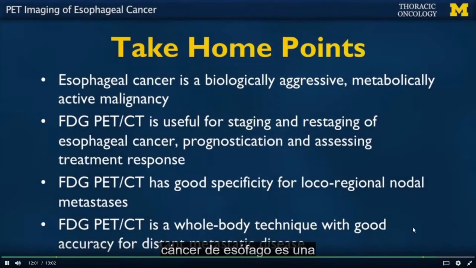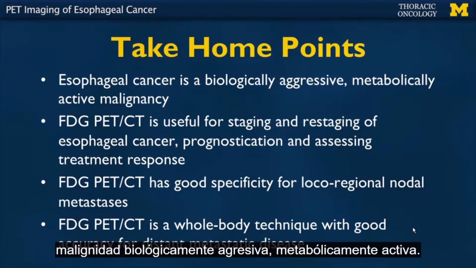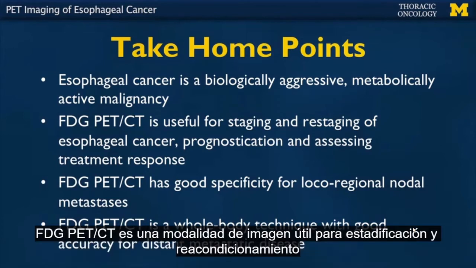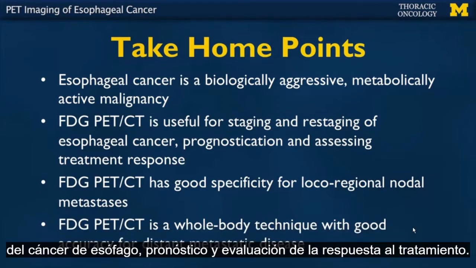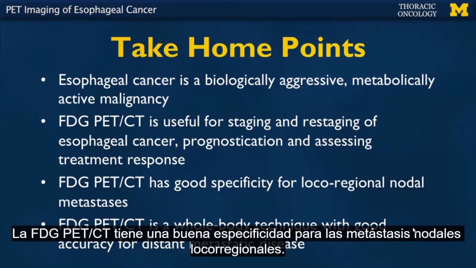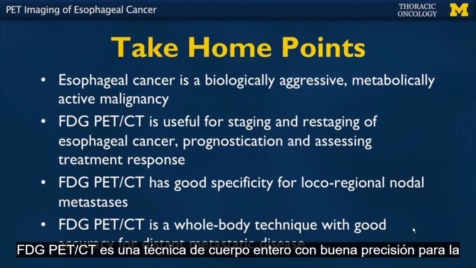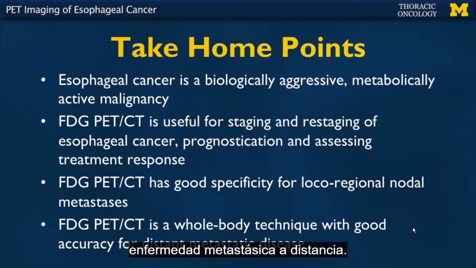Some take-home points. Esophageal cancer is a biologically aggressive, metabolically active malignancy. FDG PET-CT is a useful imaging modality for staging and restaging of esophageal cancer, prognostication, and assessing treatment response. FDG PET-CT has good specificity for local regional nodal metastases. FDG PET-CT is a whole-body technique with good accuracy for distant metastatic disease.